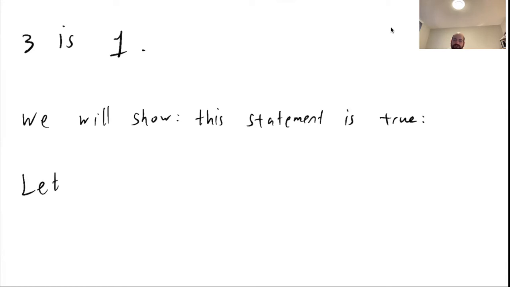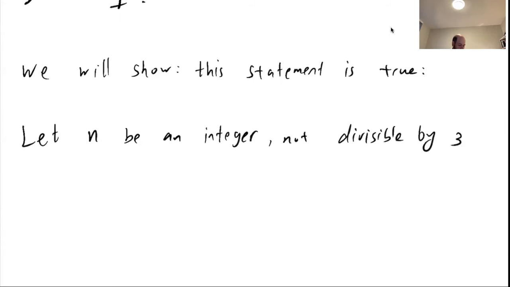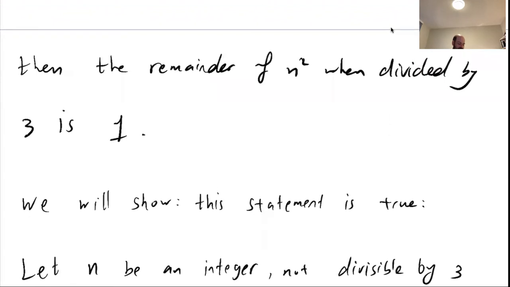provide a proof which is in general, we can start by saying that let, for example, x be a real number, or in this case, n be an integer, arbitrary integer, and not divisible by 3. So let n be an integer not divisible by 3. Then, in the middle, I have to do some reasoning or calculations. At the end, I have to show that n squared has remainder 1 when divided by 3.